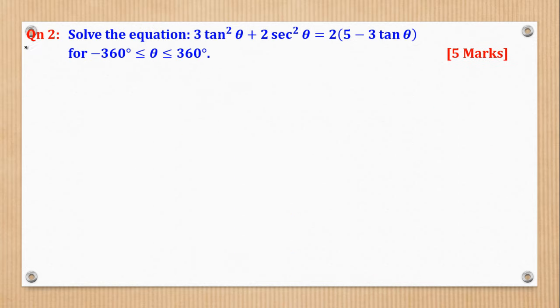Then question 2. Solve the equation for this range of values of theta. You see the values are from negative 360 to positive 360, meaning that you are going to give two sets of values: from negative 360 to 0, and also from 0 to positive 360. It's like a repetition, but that's what the question wanted.